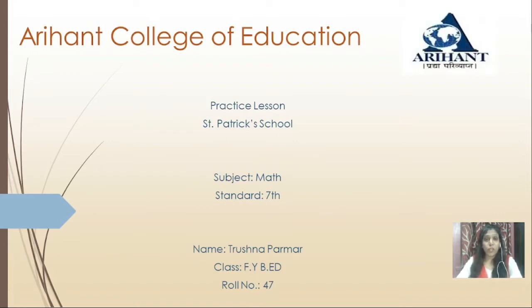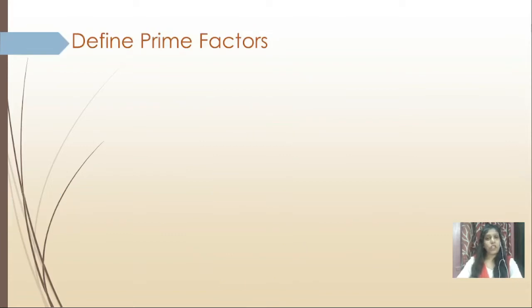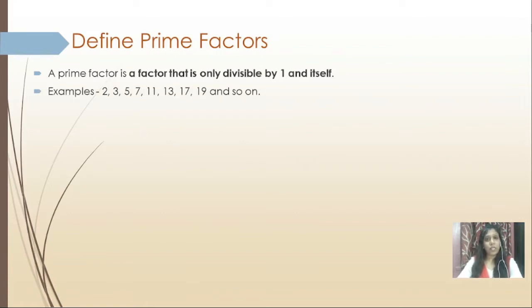Before we begin with today's topic, let us check how much you have learned from your previous class. Define prime factors. What are prime factors? A factor that is divisible only by 1 or by itself. Examples are 2, 3, 5, 7, 11, 13. These are all the prime factors, correct?